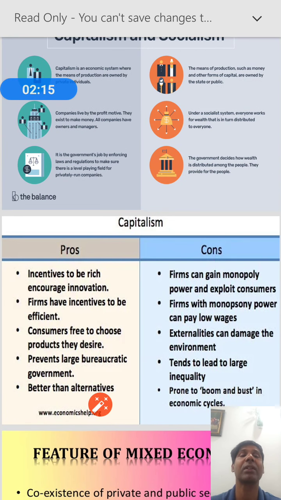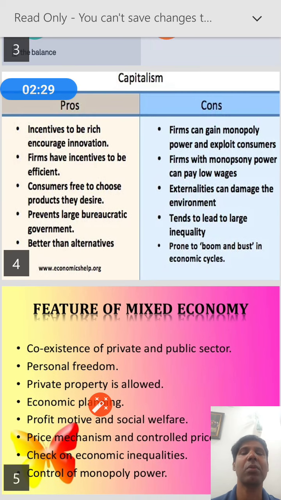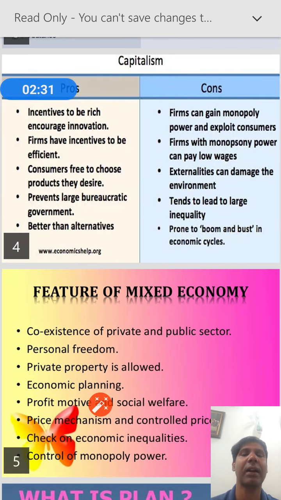What are the merits and demerits of the capitalist economy? It rewards the rich and encourages innovations. In capitalism, there are more innovations. Whenever there are more innovations, people get more profit and more incentive for workers, because good workers can be attracted. It also prevents a large bureaucratic government. Bureaucracy and government controls are not there, so they can act in their own way, with freedom of movement.